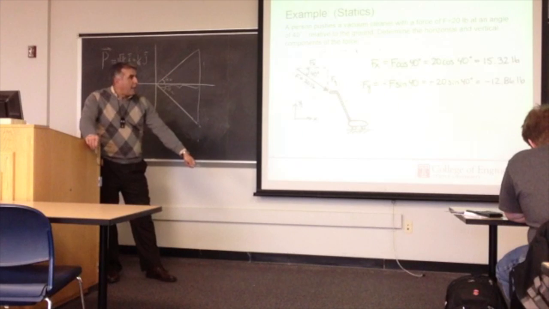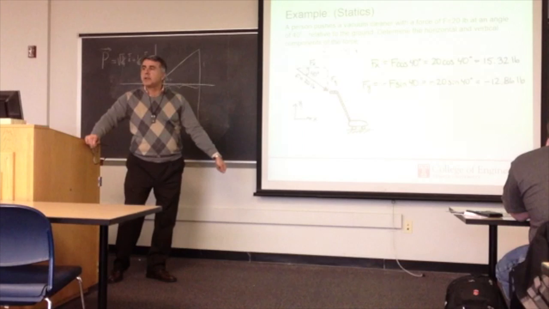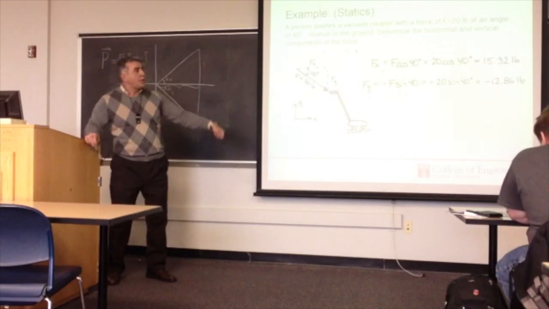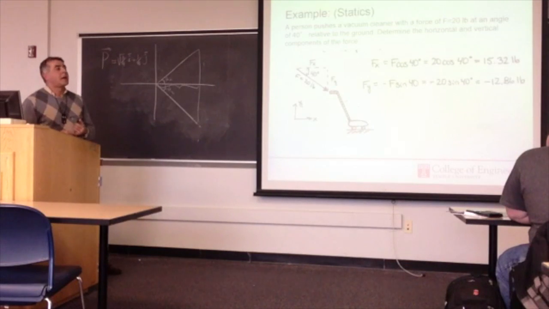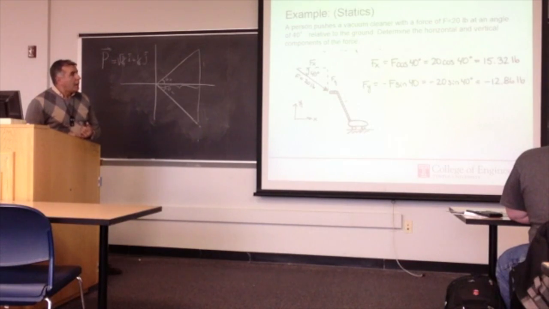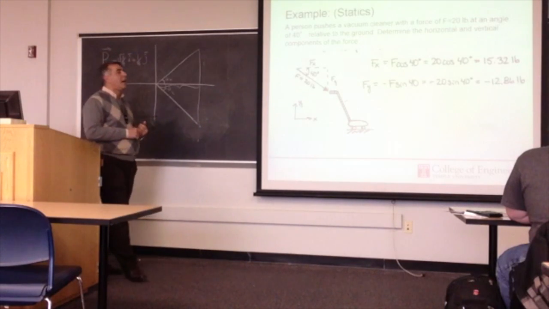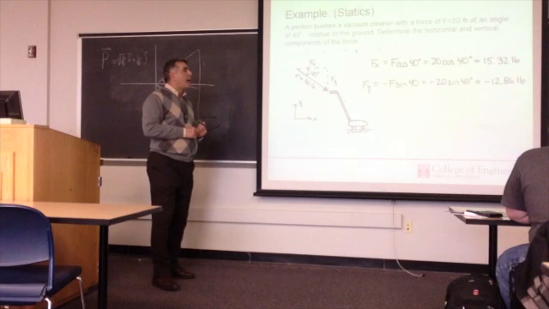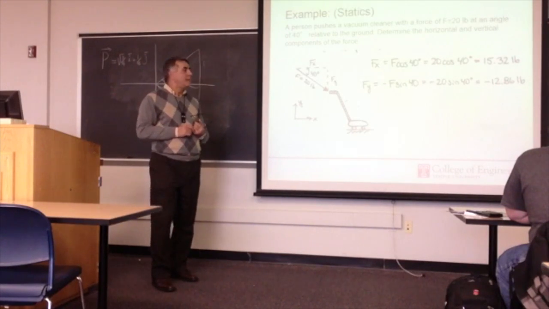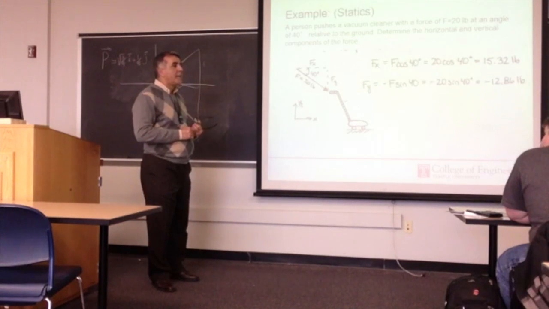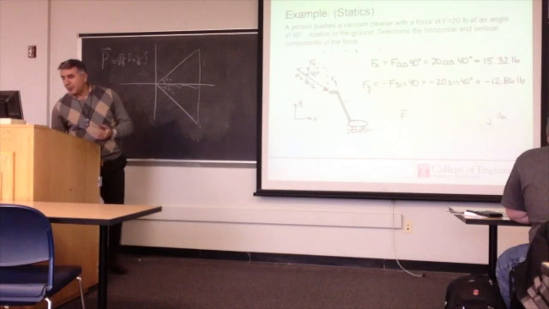So 40 degrees going down. You want to describe this in the Cartesian coordinate system. How would you describe F now? 15.32 i with a little hat, and then plus negative, no, not plus, minus 12.86 j with that hat. You agree? Okay.